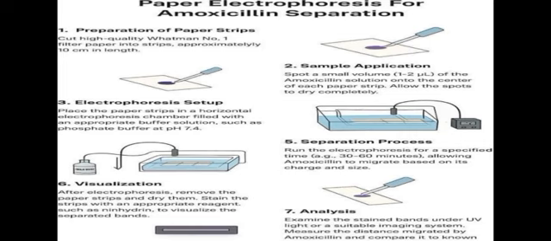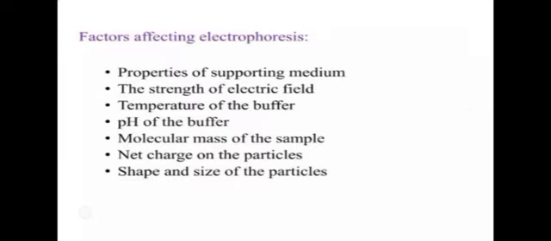Next we see the factors affecting electrophoresis. First, the properties of the supporting medium affect paper electrophoresis. Next, the strength of the electric field also affects electrophoresis, and the temperature and pH of the buffer also affect it. The pH depends upon the ionic strength and usage of ionic buffer. So pH affects the electrophoresis.